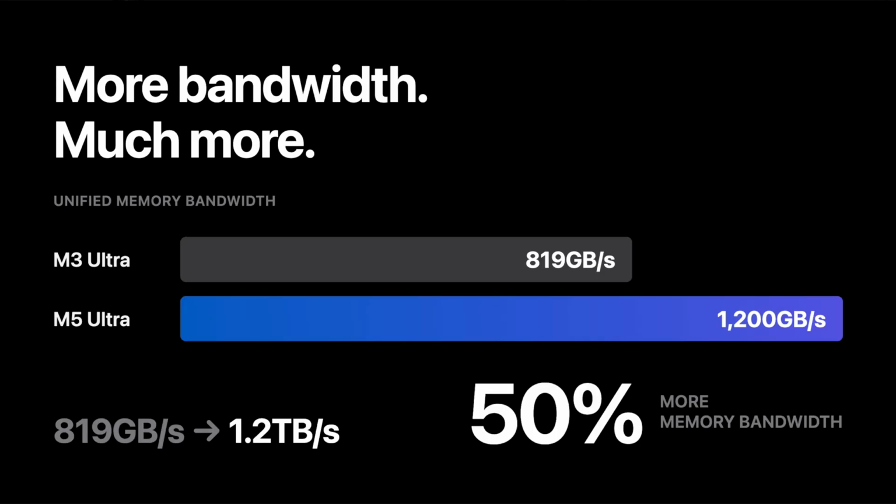Memory bandwidth is another enormous upgrade. M3 Ultra gave us 819 gigabytes per second. M5 Ultra takes that to 1.2 terabytes per second. Apple describes that as 50% higher memory bandwidth than M3 Ultra. And this matters because the CPU and GPU can access the same unified memory pool. For enormous local AI models, complex 3D scenes, huge data sets, and high-resolution video workflows, you're giving the processors considerably more bandwidth to move all of that data around.